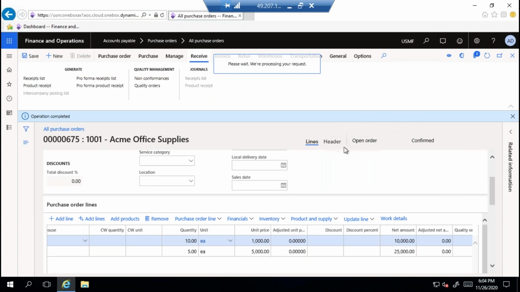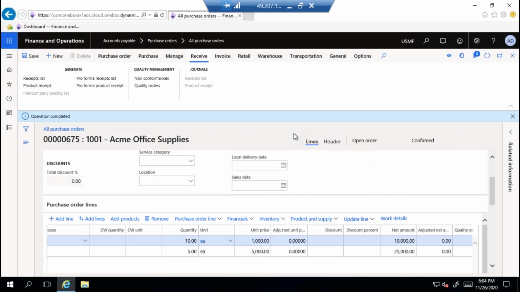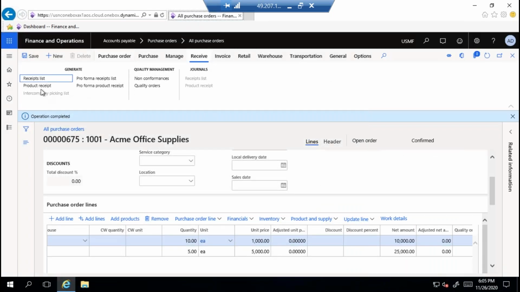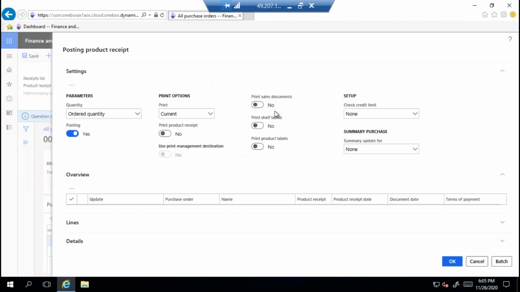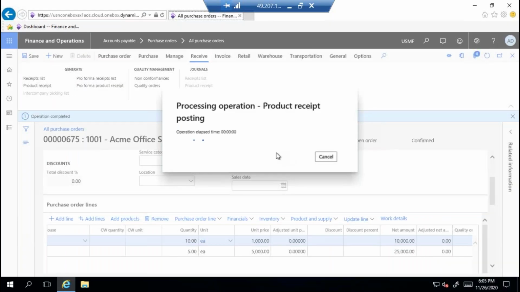Let me show you before this. Let me cancel it. I'm canceling. So if you verify the totals, it is 35,000 only. Now I have received material. At that time, I'm not aware of what the charges are. Simply I have received material.